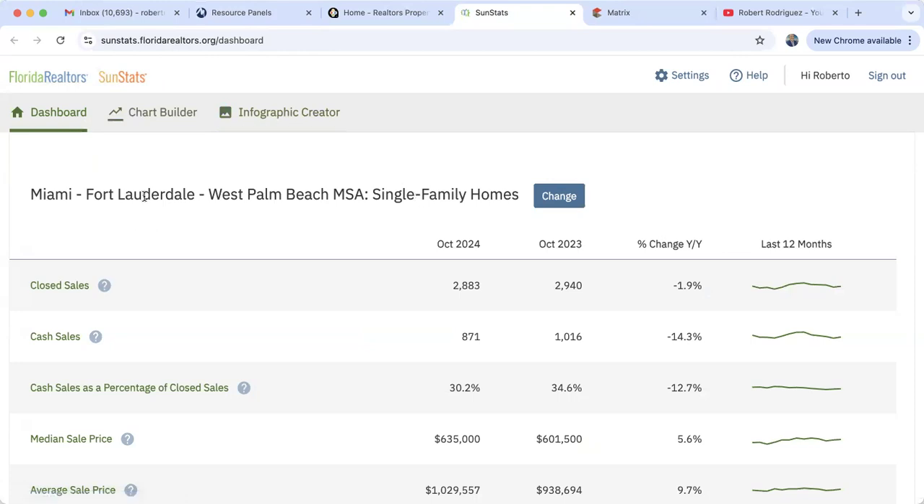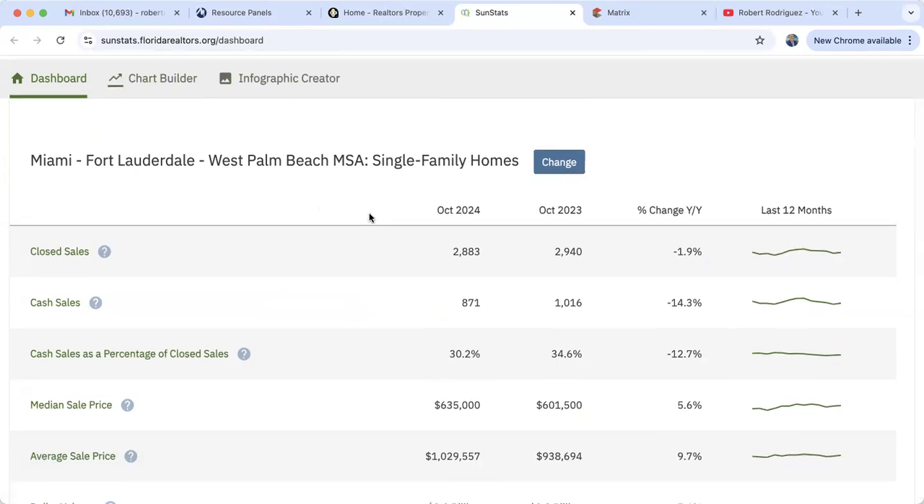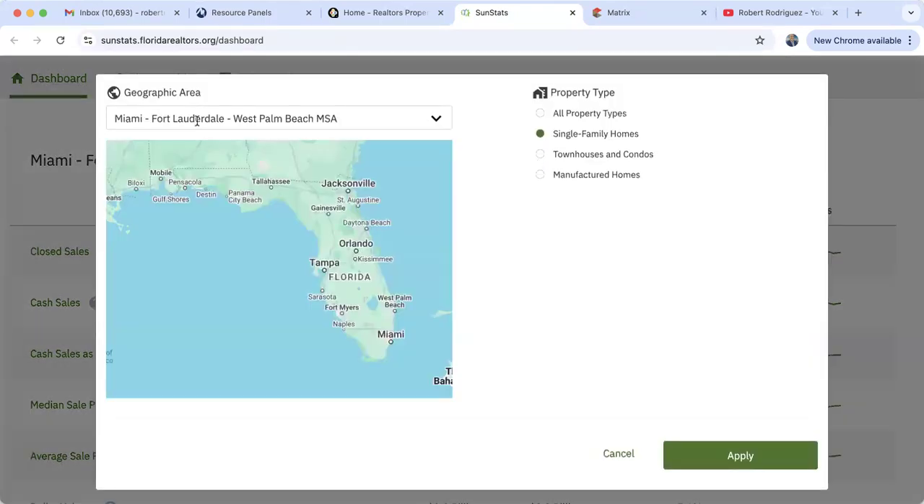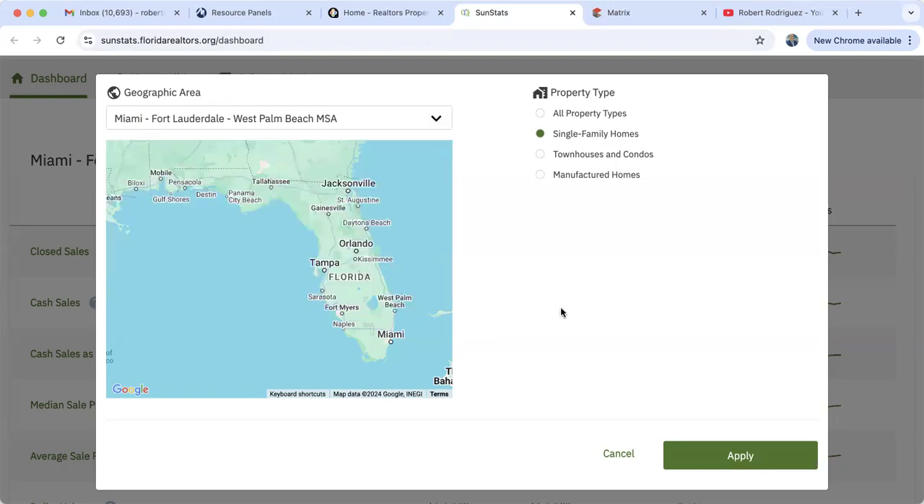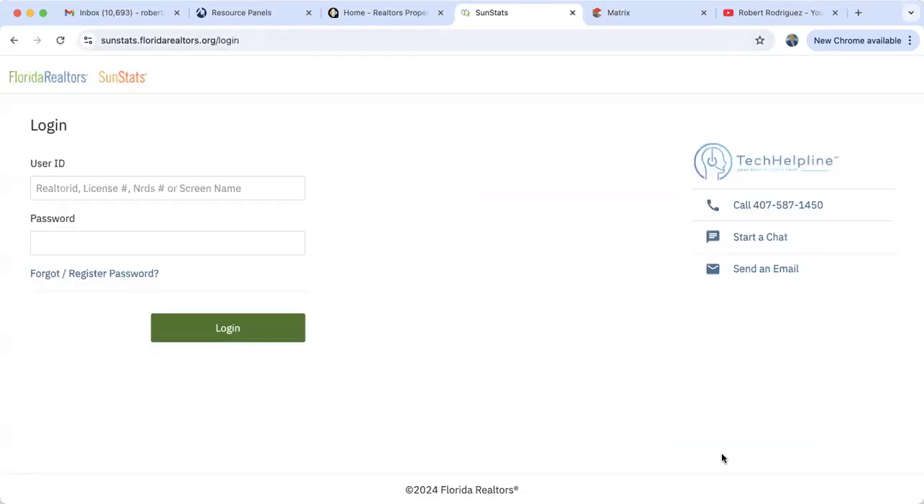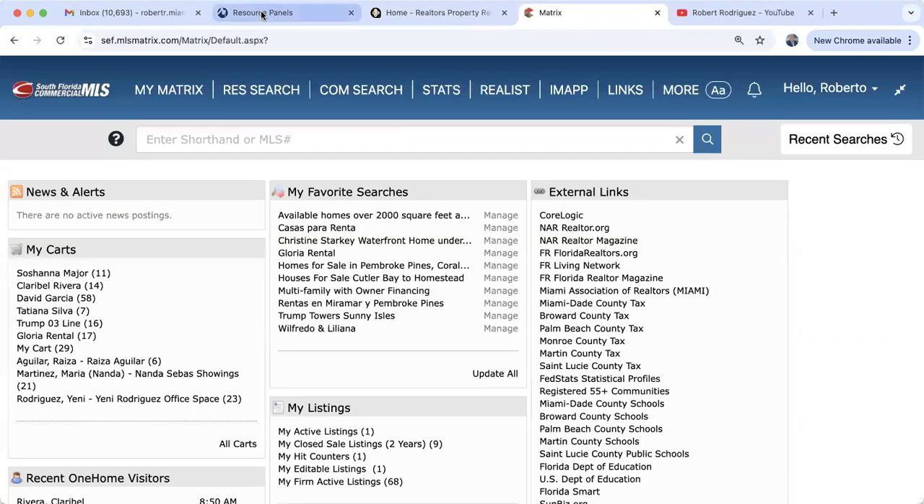We are currently looking at all of Miami-Dade, Broward, and Palm Beach for single family homes. You can always click on change. You can enter any city, any general area like we just did, Miami-Dade, Broward, and Palm Beach County. You can enter any zip code. And then you can run this for single family homes, townhomes, or condos. All right, so let's stick to Miami-Dade, Broward, and Palm Beach County. Let's click on apply. And of course, it logged me off. So let me just log back in. Give me 1 second here.